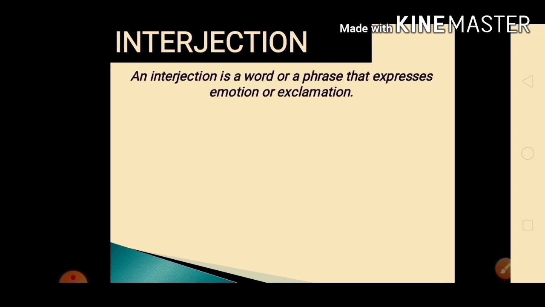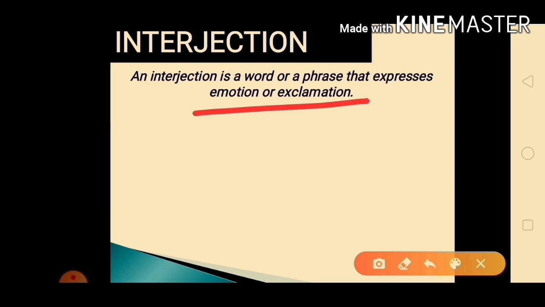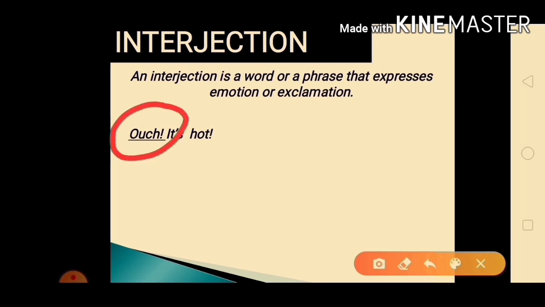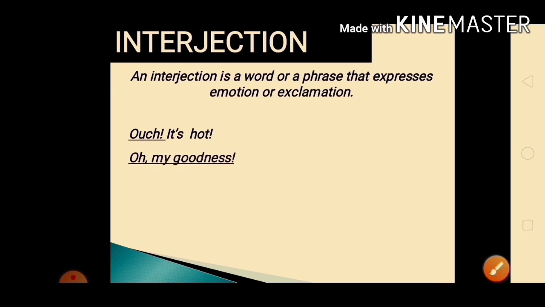The last one is interjection. An interjection is a word or a phrase that expresses emotion or exclamation. It expresses a strong emotion, and usually an interjection comes with a punctuation mark, the exclamation point. For example: Ouch, it's hot! The word ouch here is our interjection because it exudes emotion and at the same time has an exclamation point. Another one: Oh my goodness! It is also an interjection because of the emotion being conveyed and the exclamation point.